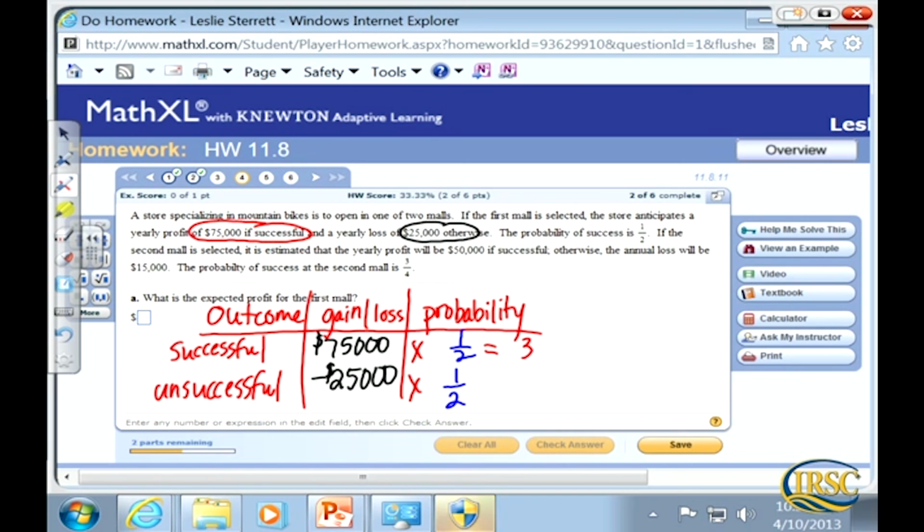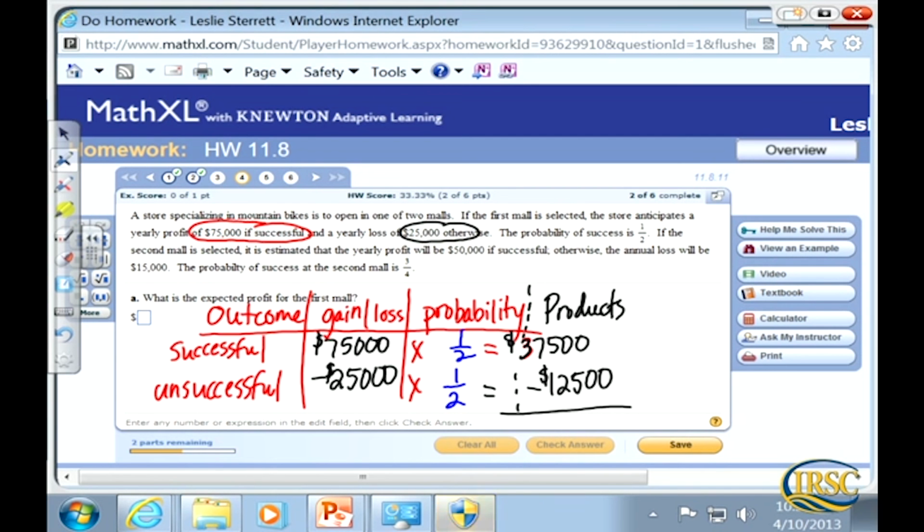Okay, let me use a different color here. So 37,500. I didn't make my column. This is my products. Okay, what is negative 25,000 times 1/2? Negative 12,500. Okay, add these two numbers together. So 37,500 and a negative 12,500.